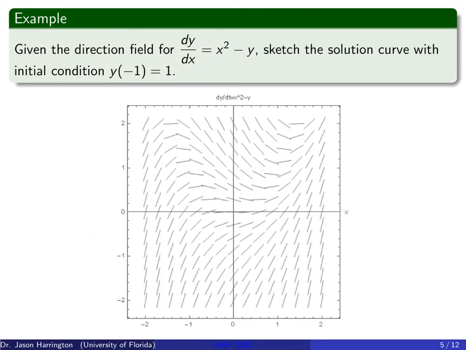Now here I'm going to go ahead and just give you the direction field that I made on a computer, specifically using Mathematica. So I'm going to be given the direction field of dy over dx equals x squared minus y, which I provided below, and now I want to sketch the solution curve with this initial condition y of negative 1 is equal to 1.